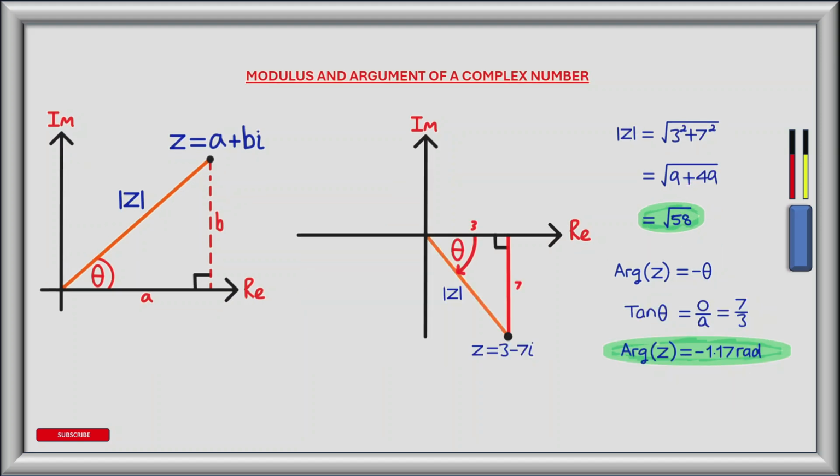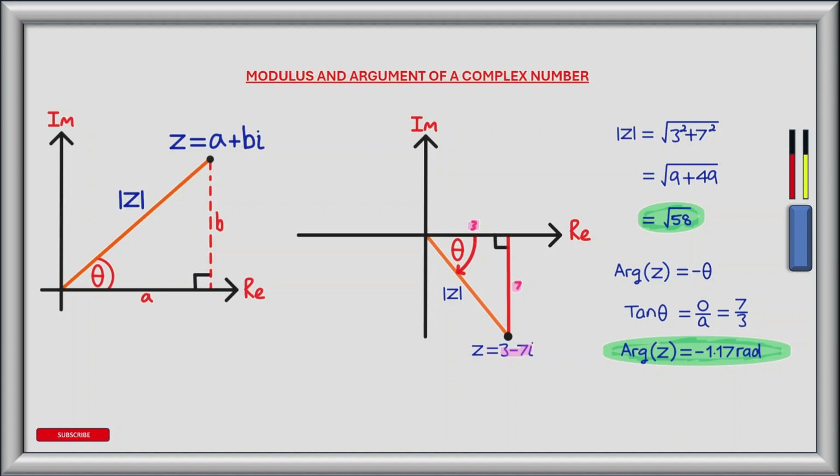In this example, we'd like to find the modulus and argument of the complex number 3 minus 7i. If we plot this complex number on the Argand diagram, we see we move 3 units in the positive real axis and 7 units in the negative imaginary axis. These form two sides of a right-angled triangle. The third side, the hypotenuse, shown here as the orange line, is the modulus of the complex number.